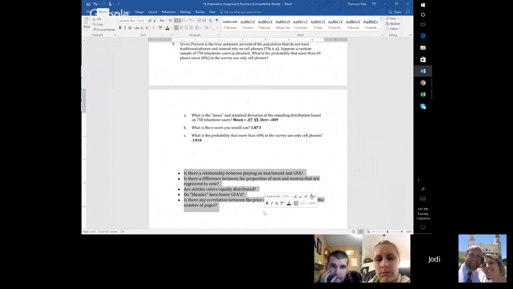So I put, is there a relationship between playing an instrument and a GPA? Is there a difference between the proportion of men or women that are registered to vote? So we could just put out a quick survey and ask however many people, and try to get X number of men and X number of women. That's easy. One of them would be, are Skittles colors equally distributed? I thought that would be very simple. We could all just sit down, buy 2 bags of M&Ms and count them out. Or I mean Skittles. Do blondes have lower GPAs? I can tell you that they probably do.